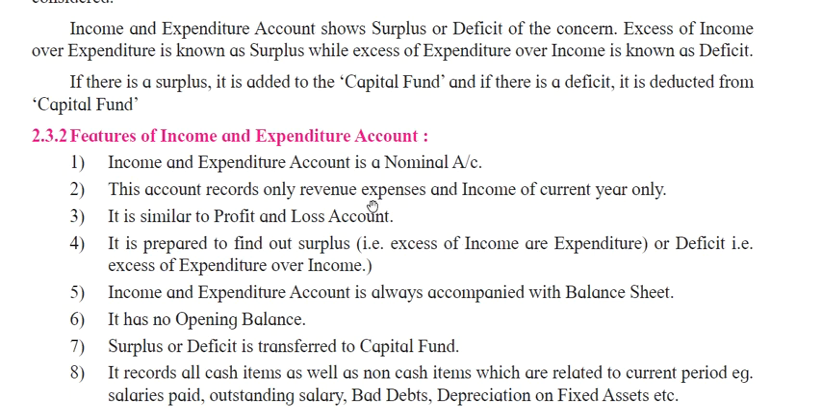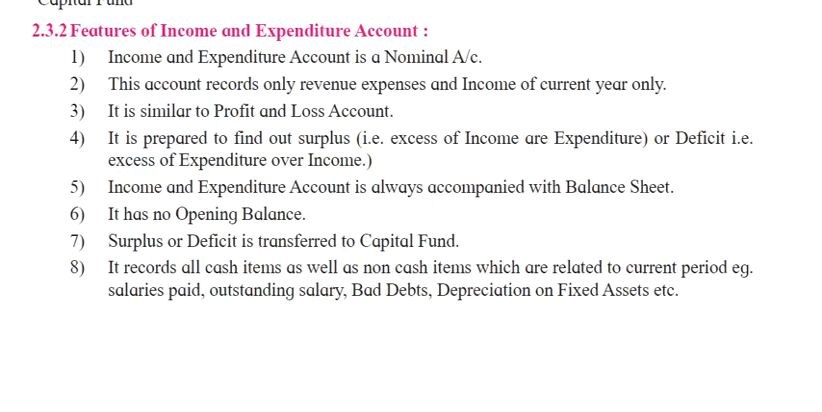So next, what are the features of an income and expenditure account? An income and expenditure account is a nominal account. The nominal account rule is that all expenses and losses come on the debit side, and all incomes and gains come on the credit side. These are the nominal account rules.